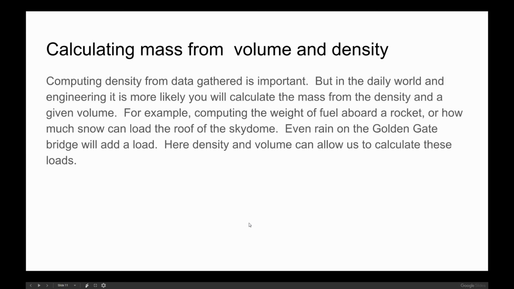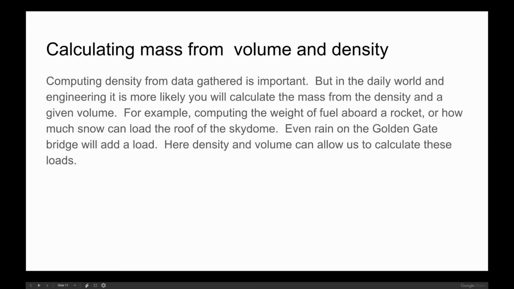Calculating mass from volume and density. It's all well and good to compute density from data gathered in an experiment. However, centuries of men with no social lives whatsoever have populated volumes of books on the density of pretty much everything. In the daily world and in engineering, it's probably more likely you will calculate the mass from the density from one of these tables in these books put together by these men who had no life.